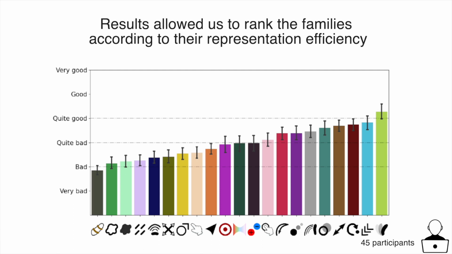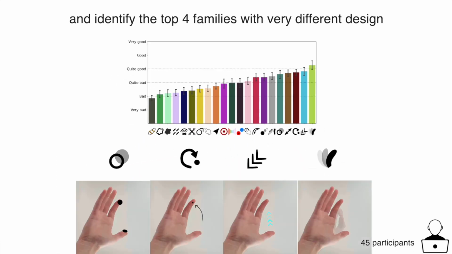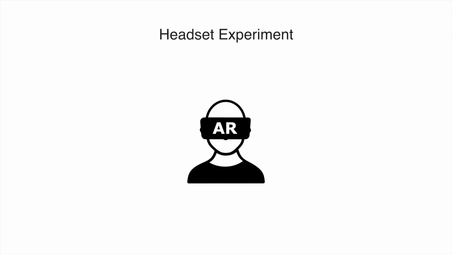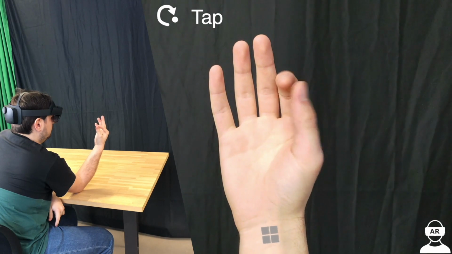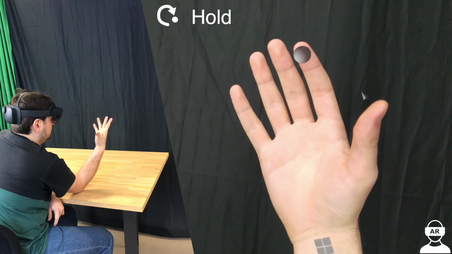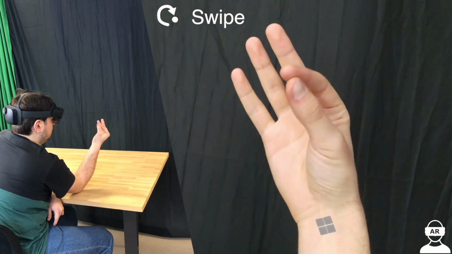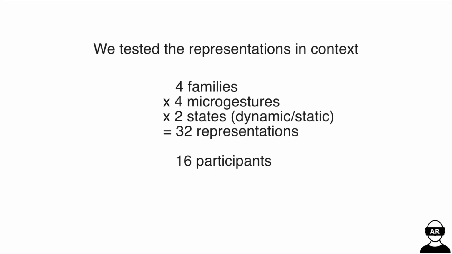Results allowed us to rank the families according to their representation efficiency and identify the top 4 families with very different design that we further tested in augmented reality. We implemented an AR version of the 4 identified families: tap, hold, swipe, flex. We tested the representations in context with 16 participants.